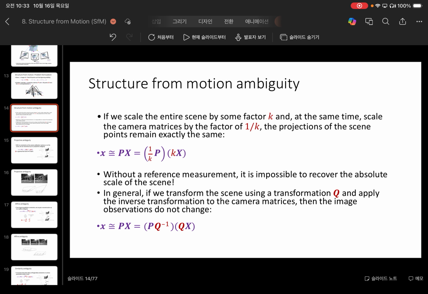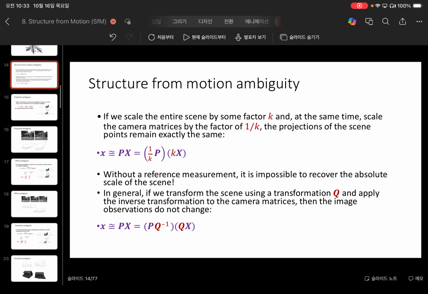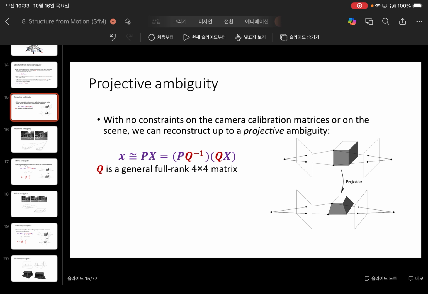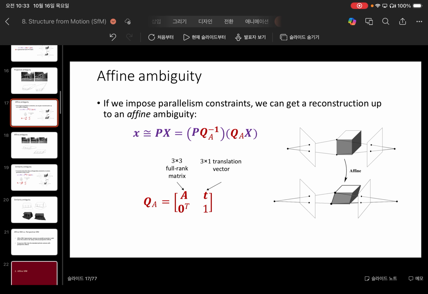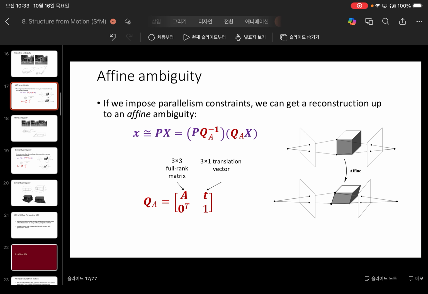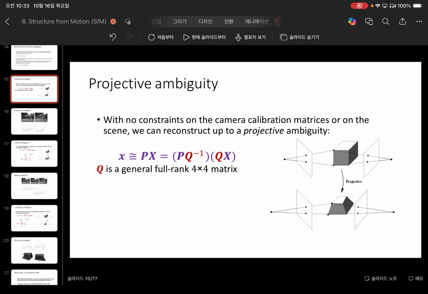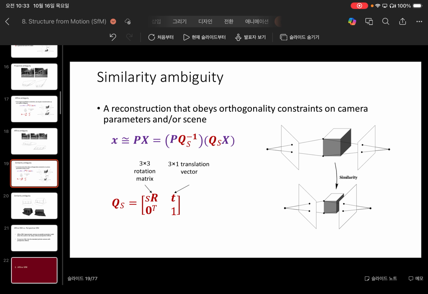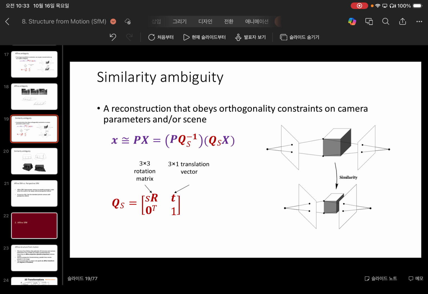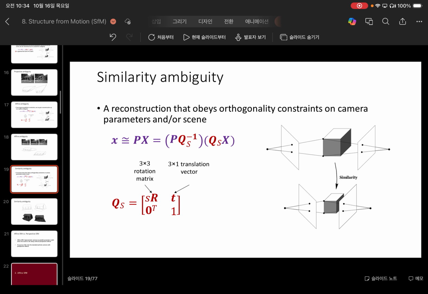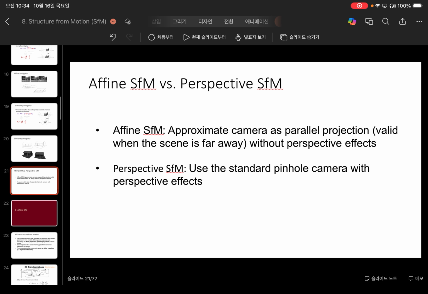And in general, if we transform the scene using a transformation Q and apply the inverse transformation to the camera matrices, then the image observations do not change. So we have affine ambiguity as well, transformation Q. So these are projective ambiguity, and this is affine ambiguity. We learned this kind of transformation in lecture 2, right? Projective transformation, affine transformation, similarity transformation. Q can be any transformation matrix, and then depending on what Q is, we might have some ambiguities. These are some examples: projective ambiguity, affine ambiguity, similarity ambiguity.